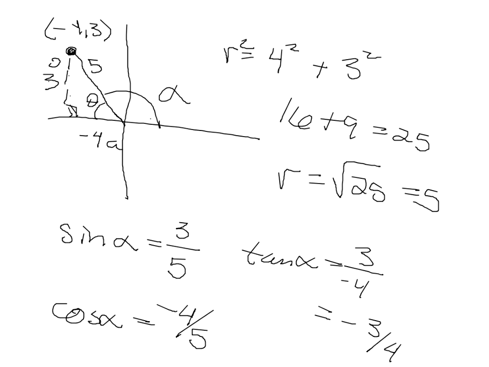Okay, the next thing that comes up is finding the other 5 trig functions given some information, but not all information. So here we have sine theta equals minus 5/7. And we're also told that cosine is positive.